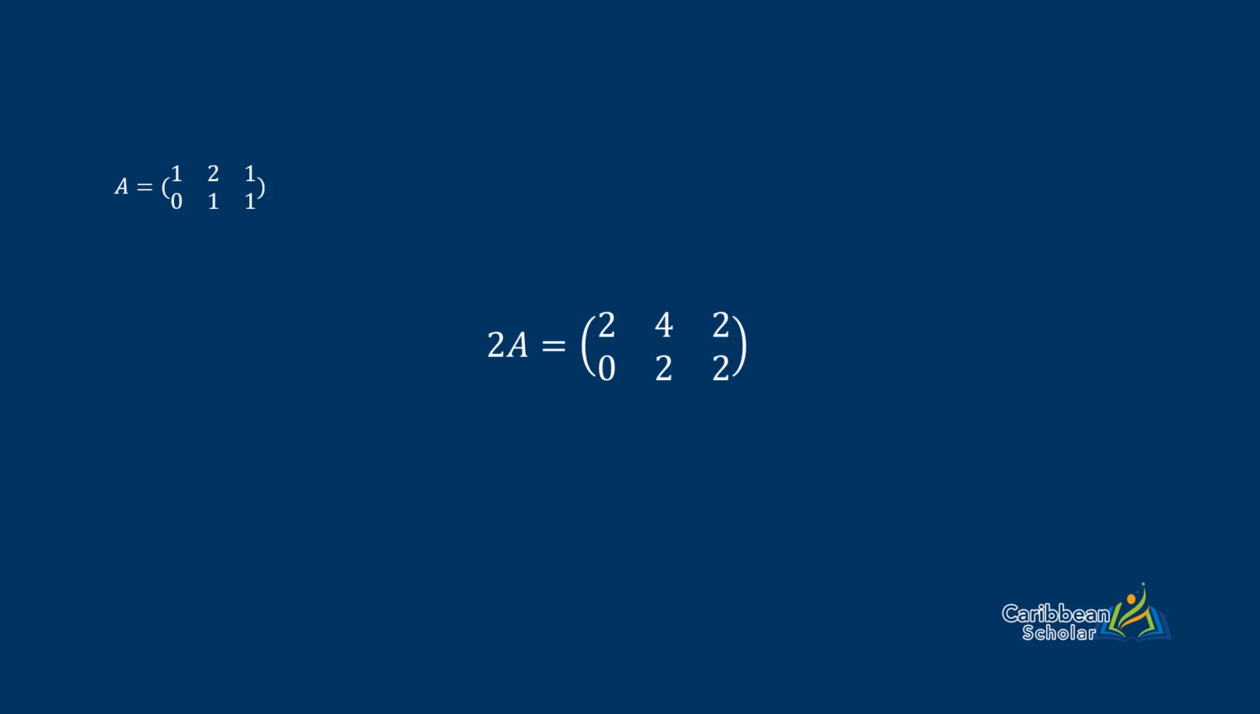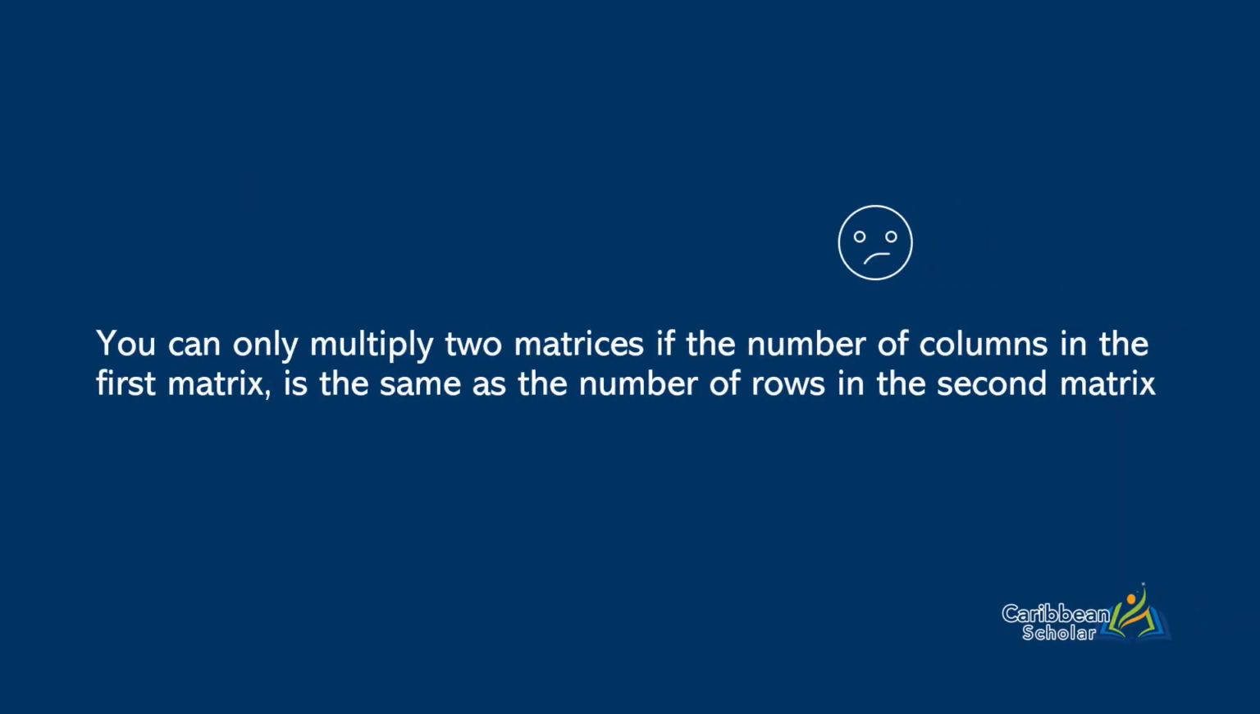Now, matrix multiplication is a little bit more tricky. You can only multiply two matrices if the number of columns in the first matrix is the same as the number of rows in the second matrix. Confusing, right? I know.